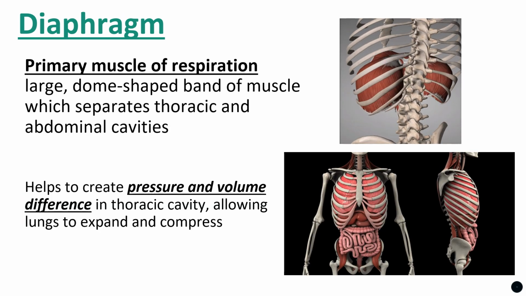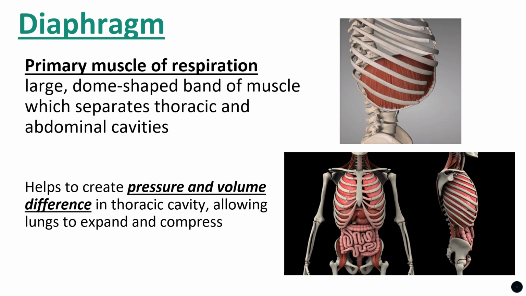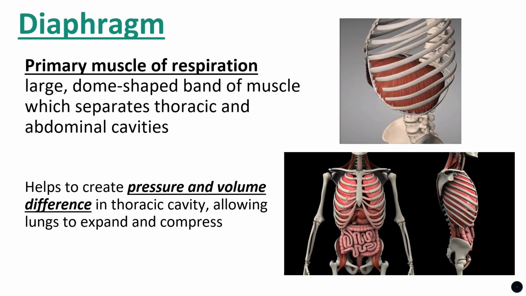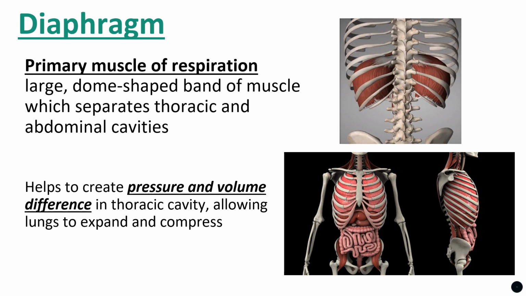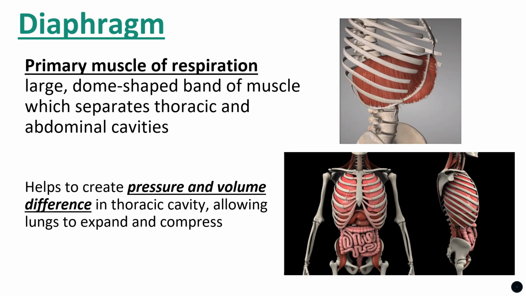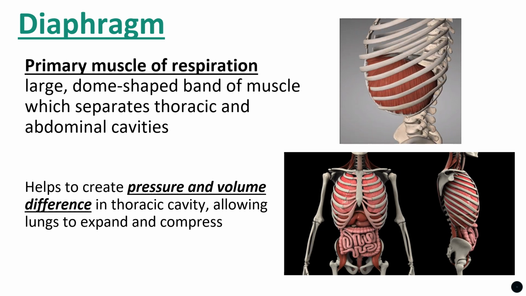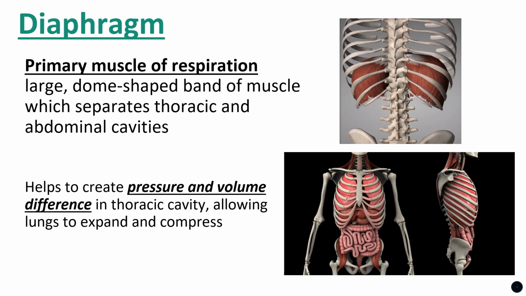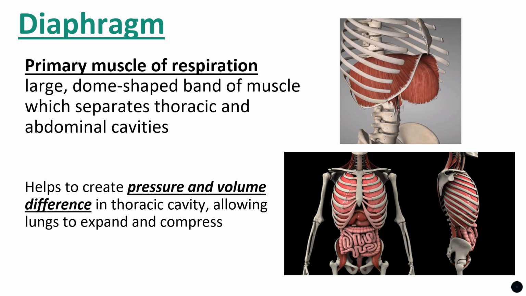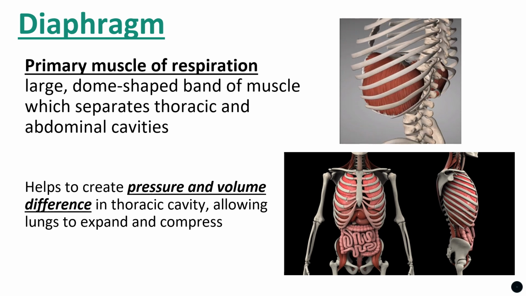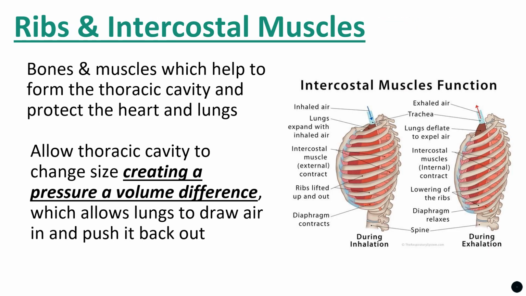Let's talk a little bit about the diaphragm. This is going to be the primary muscle of respiration. It is this large dome-shaped band of muscle which separates the thoracic and abdominal cavities. It helps us to create the pressure and volume difference needed in the thoracic cavity, and that is what allows the lungs to expand and compress. And we will talk a whole lot about what this process looks like on the next lecture.